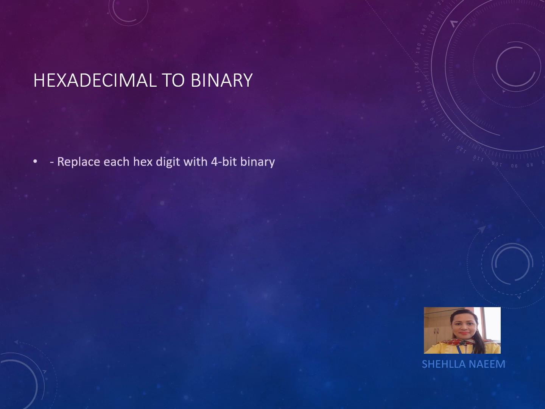Now hexadecimal to binary number system, it replaces each hexadecimal digit with 4-bit binary. Let's just quickly look at the example. In the previous slides, we learned about how to change binary to hexadecimal. Now we are going to convert hexadecimal to the binary number system.